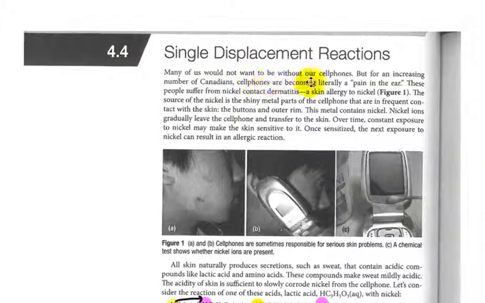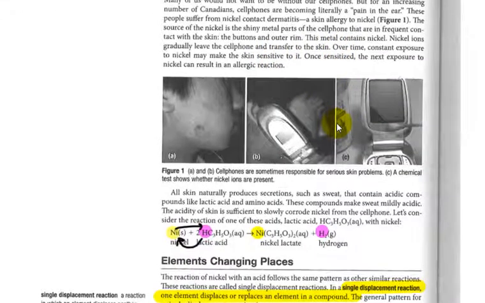So many of us would not want to be without cell phones, of course. You can see this handout is a little bit dated, because look at the current cell phone being used here, a flip phone. But the idea here is that the phone is made of nickel. And what happens is nickel can leave the cell phone and transfer to the skin and make this blemish that you see happening over here. So constant exposure to nickel may make skin sensitive to it. Once sensitized, the next exposure can result in an allergic reaction. Now, why does that happen?